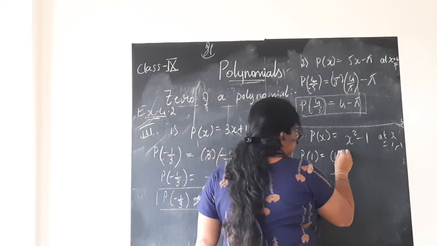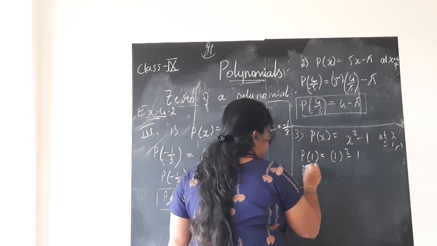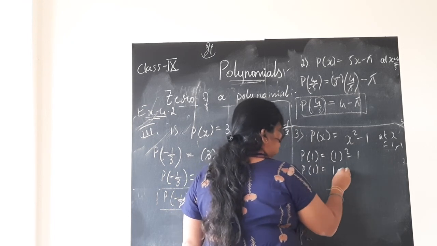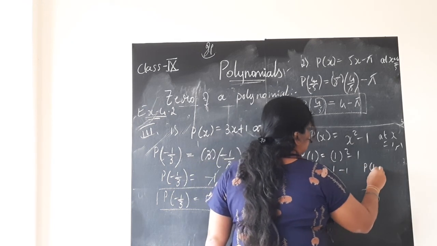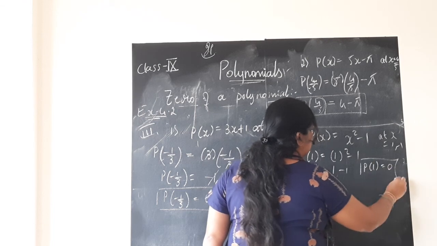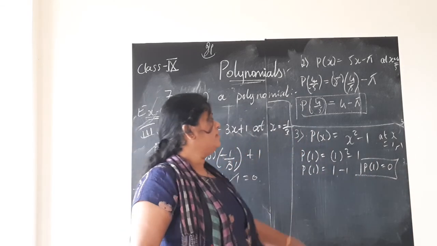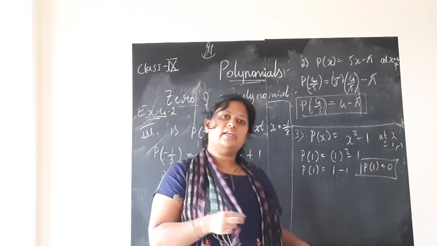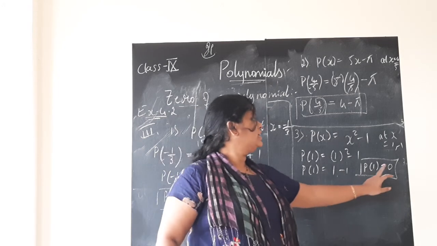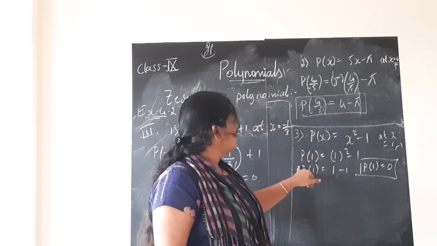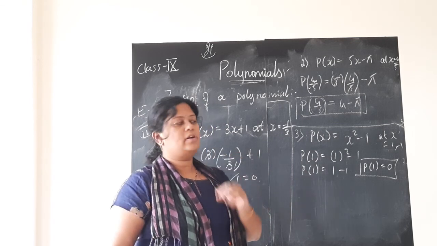P of 1 is 1 square minus 1. So P of 1 is 1 square minus 1, and 1 minus 1 is 0. So P of 1 is 0. If at all we are getting P of 1 to be 0, then it means that since P of 1 is equal to 0, x is equal to 1 is a zero of the polynomial.